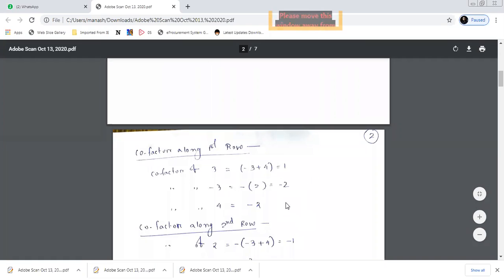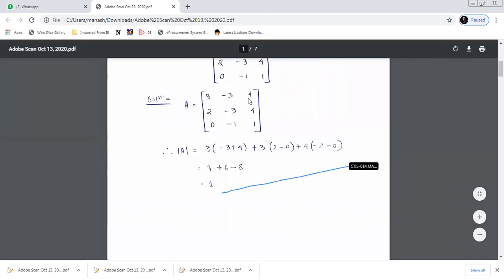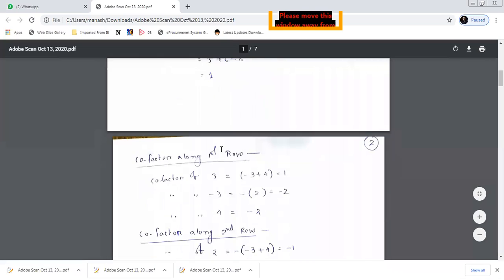The cofactor of 4 is also minus 2. See here, to find the cofactor of 4, you have to exclude this entire row and this entire column. Exclude the first row and third column. What do you get? You get 2, minus 3, 0, 1. Clear? So if you expand this one, what do you get? 2 ones are 2, minus 1, minus 2, minus 0. So it will be minus 2.